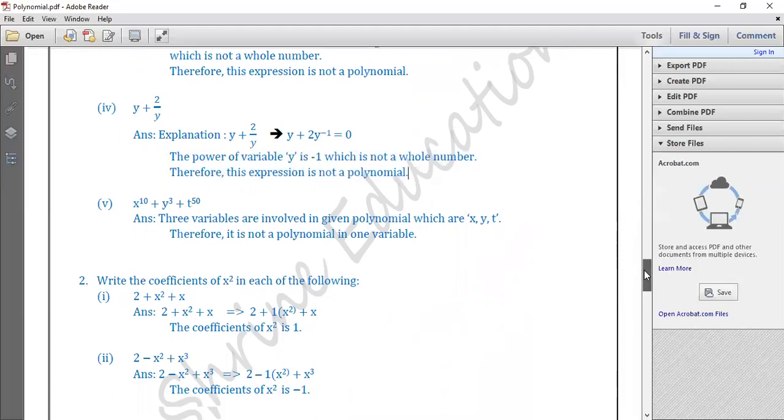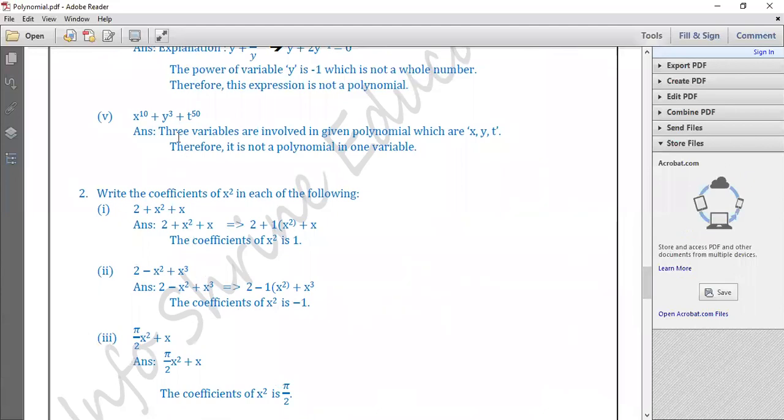And the fifth one, x power 10 plus y power 3 plus t power 50. Here you can see three variables. First variable is x, second variable is y, third variable is t. Therefore, it is not one variable, because the question asked us for one variable, but we have three variables here.